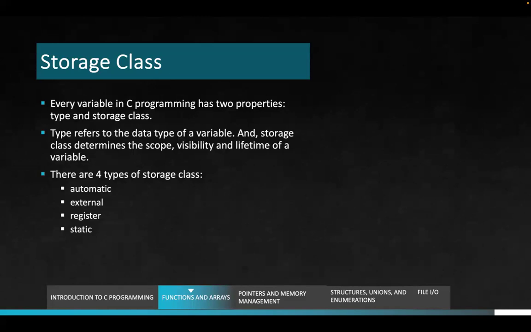And what are the types associated in C? There are 4 types associated in the storage class. One is automatic, external, register, and static. We'll see what it is.